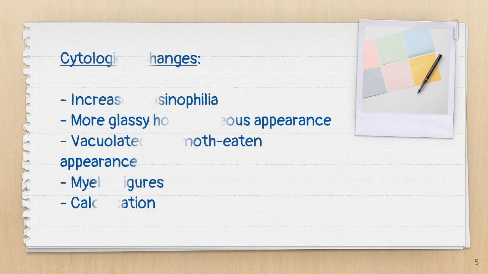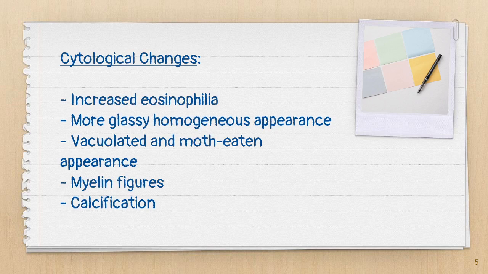So let's know more about this necrosis. Actually, there are two kinds of changes that occur in a necrotic cell. These are cytologic changes and nuclear changes. So first of all, cytological changes.